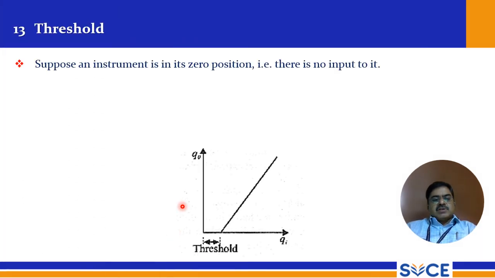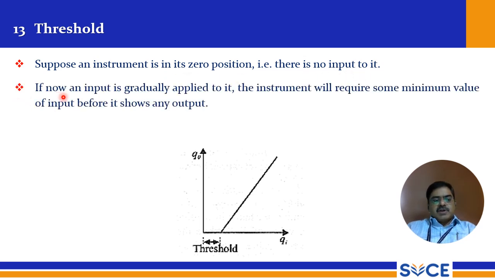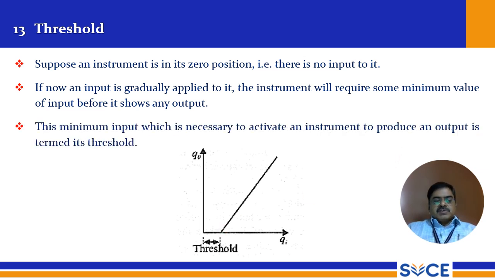Threshold: suppose an instrument is at zero position, there is no input to it. If now an input is gradually applied to it, the instrument will require some minimum value of input before it shows any output. So this is the minimum value of input after which it starts responding. After receiving the minimum value of input, the instrument starts responding, that is, it is producing observable output. So that is threshold. The minimum input which is necessary to activate an instrument to produce an output is termed as threshold.